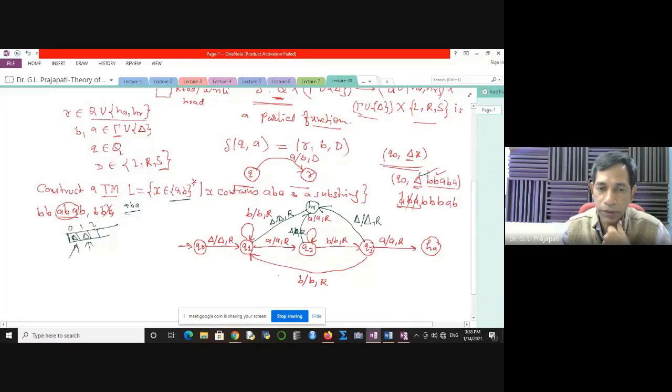These are the situations: if you are at Q1 and you have the blank, if you are at Q3 and you find the blank, and this is the state Q2. Once you are at Q3 and you have the blank symbol, this is the case of rejection. Once this is the case of rejection, your machine explicitly goes to the HR state. Now see the situation.